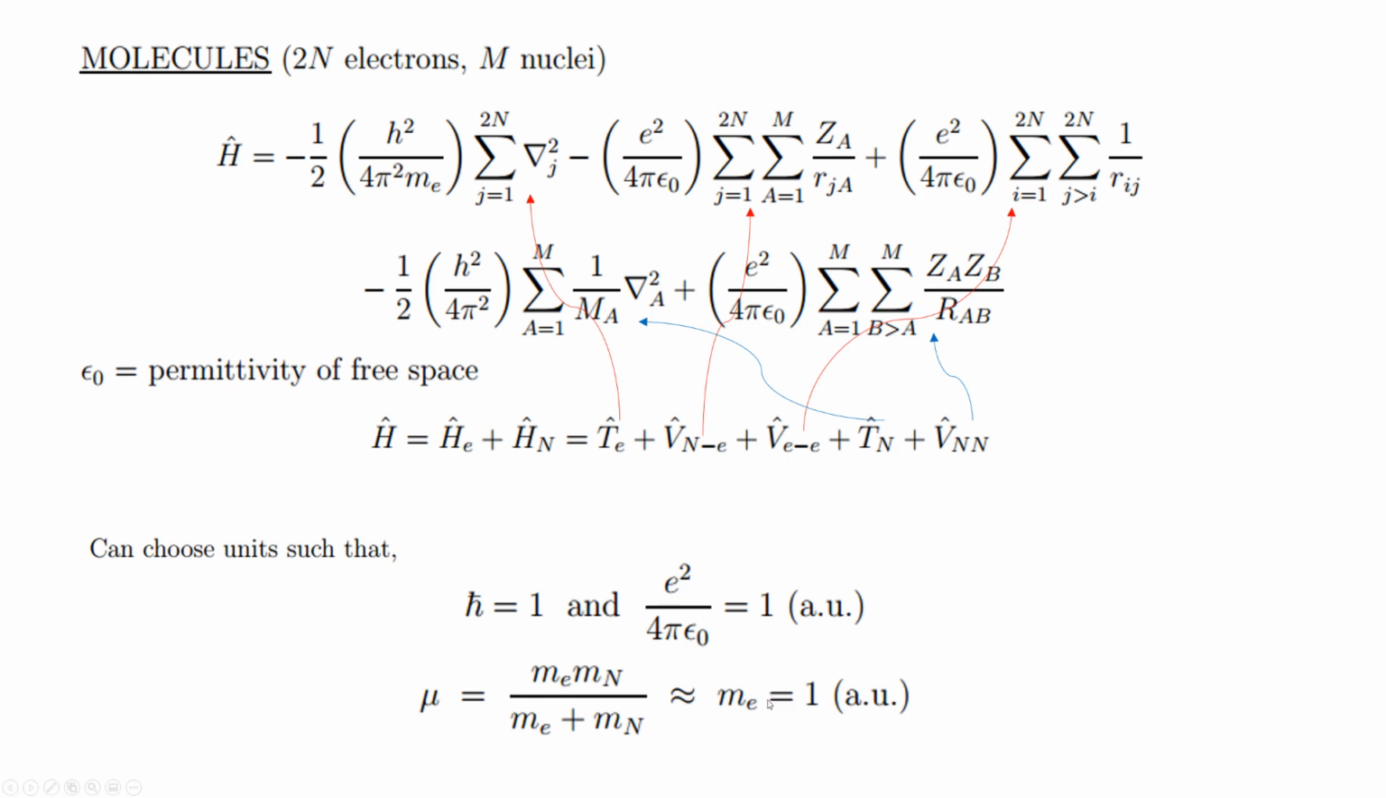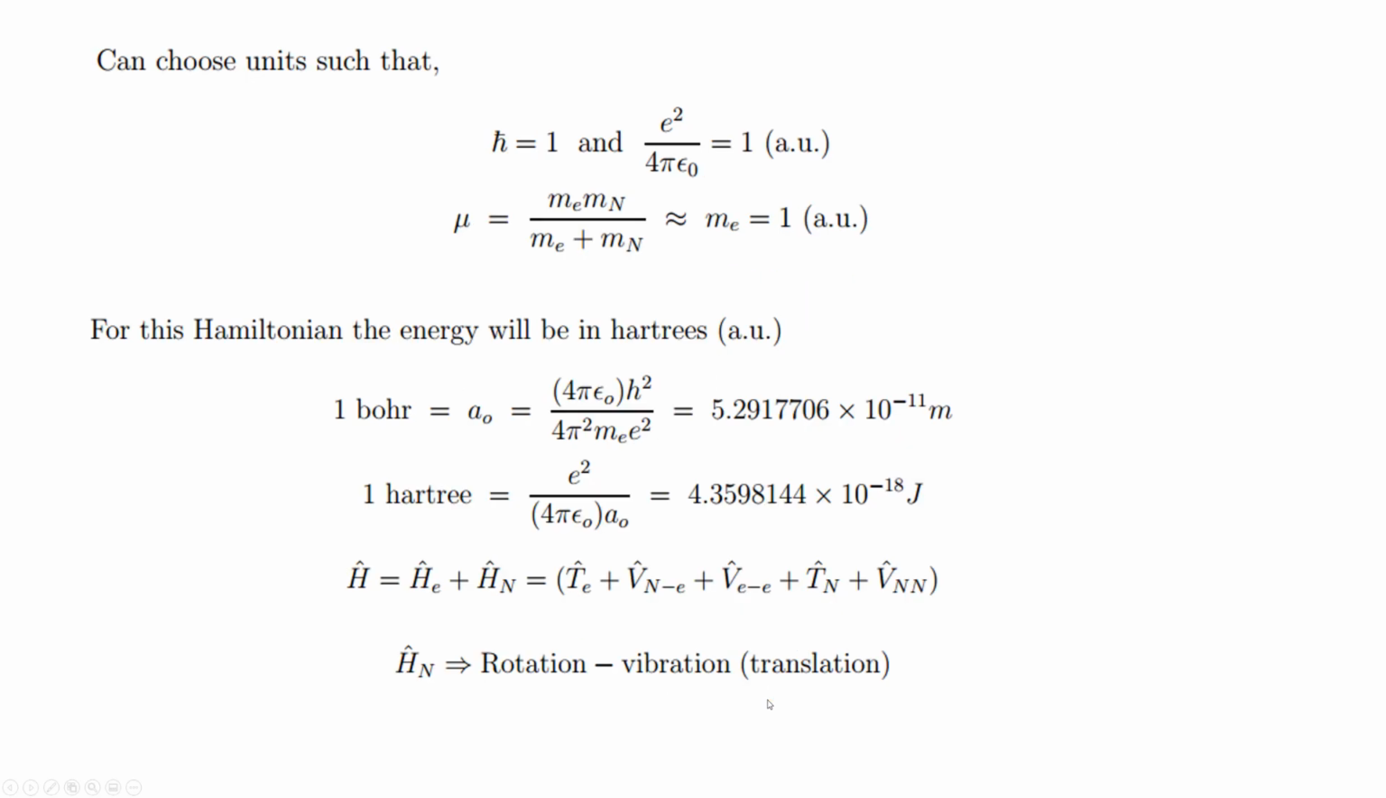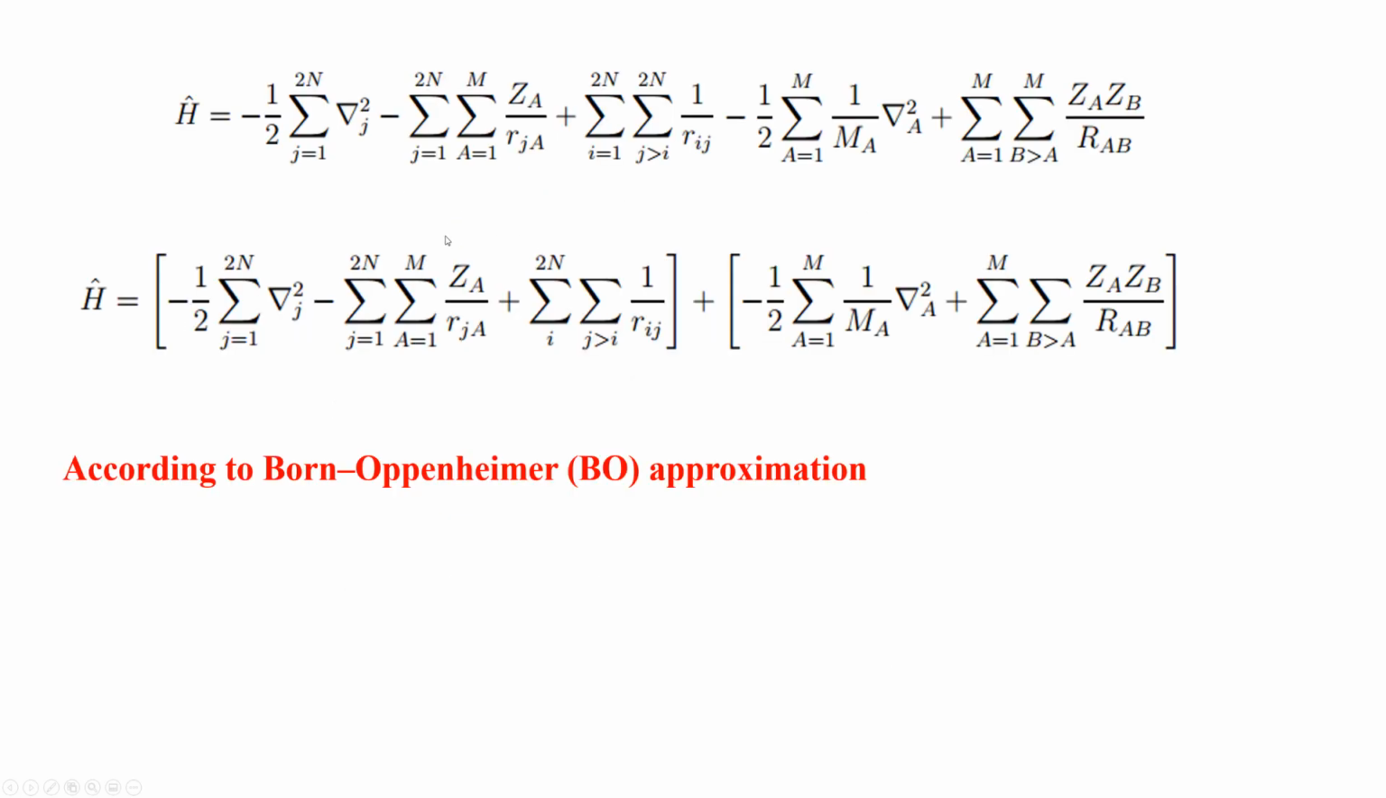And if we do that, keep in mind that the energy will be here in Hartrees. That's the new unit in atomic units. We call it Hartrees. And 1 Hartree equals 4.35 times 10 to the minus 18 joule, and 1 Bohr equals this number of 10 to the minus 11 meter. So if we apply these new units, we will end up with this equation for the five terms.